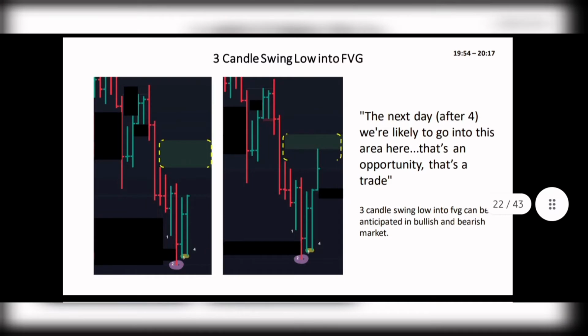The rallying up on this candle here closing on the high, that supports this as a swing low because it didn't take out the lower low right here in the middle. Between this low and this low, this is the lowest low of the 3 candles or price bars. From 1954 to 2017, this slide is explaining how this is the ideal setup because we have a true 3-candle swing low with the 4th candle not passing the 2nd or the 3rd candle into a fair value gap, as you can see here. He says the next day after the 4th candle, we're likely to go into this area here. That's an opportunity. That is a trade. So this would be the ideal setup. I only need to open and start to rally and get up in this area here. That's an opportunity. That's a trade.